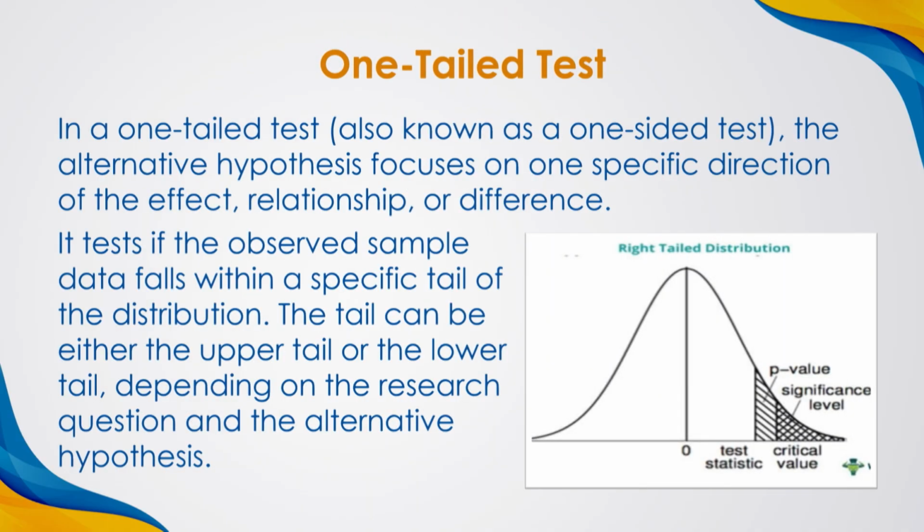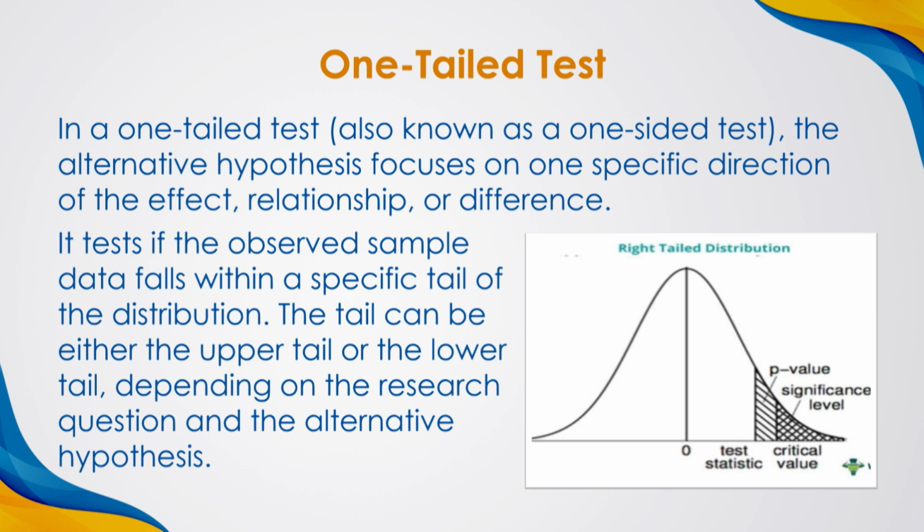Dear students, let us begin the third part of the lesson, in which you will learn about testing the hypothesis for one-tailed test. One-tailed test. A one-tailed test is also known as a one-sided test. The alternative hypothesis focuses on one specific direction of the effect, relationship or difference. It tests if the observed sample data falls within a specific tail of the distribution.